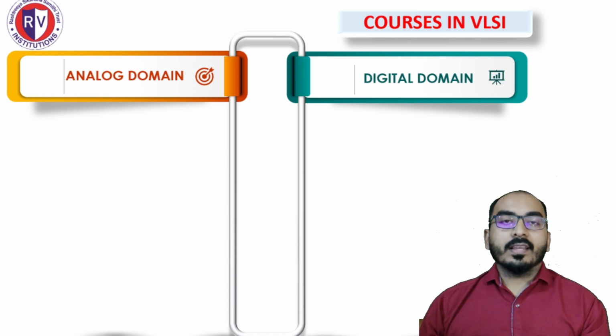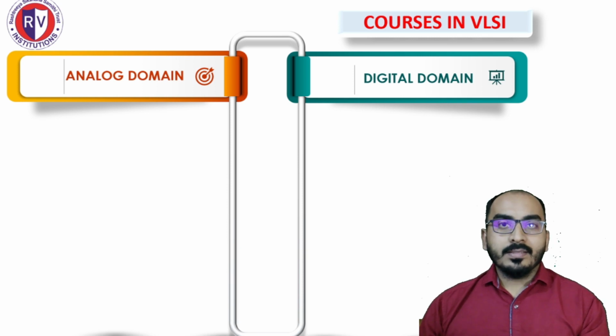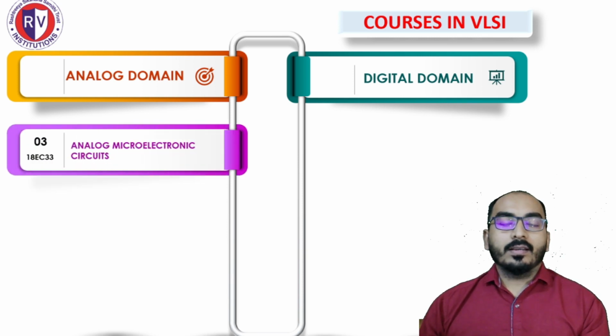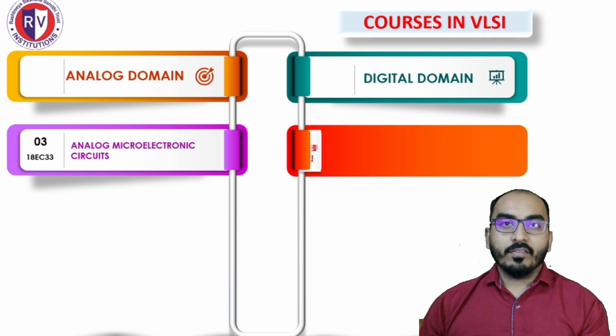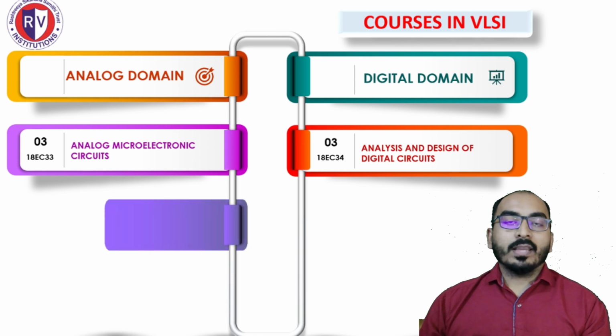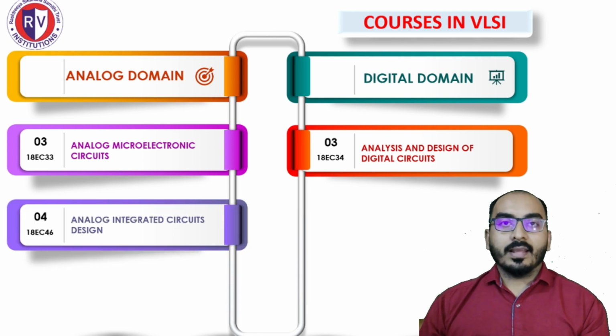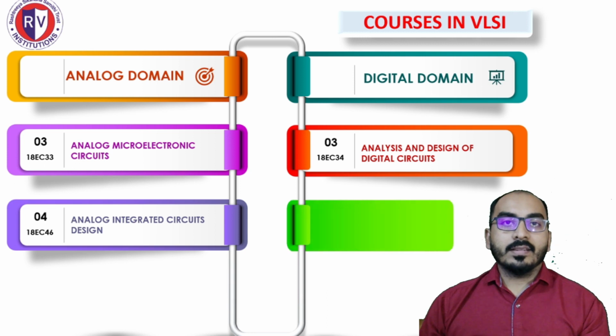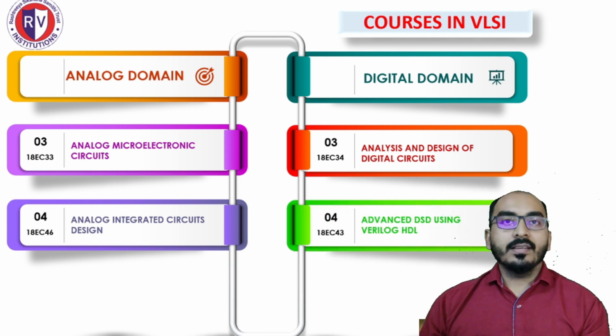These are the courses in both analog and digital domains of the vertical VLSI. In 3rd semester, you have the course Analog Microelectronic Circuits in analog and analysis and design of digital circuits in digital domain. In continuation, in 4th semester, analog integrated circuit design is there under analog and advanced digital system design using HDL under digital.